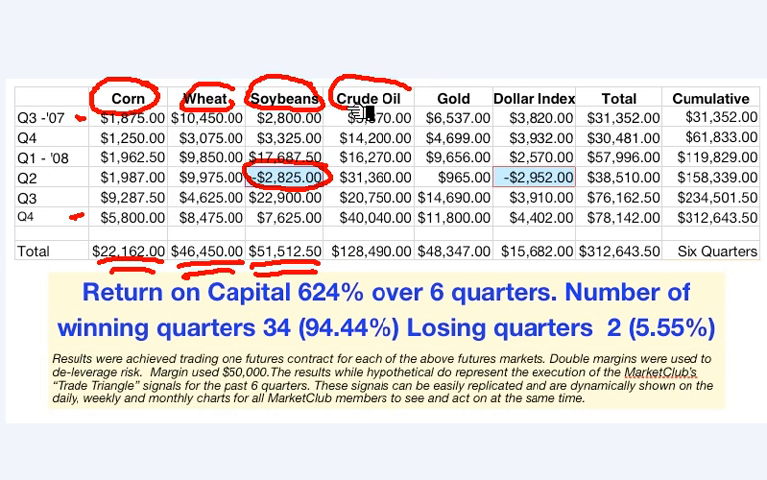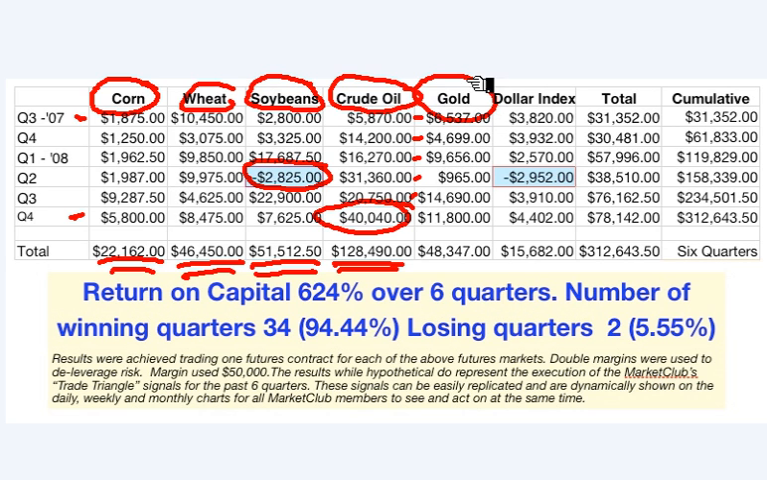Crude oil, what can I say about crude oil? I thought this quarter was good. This quarter I thought we're getting back down to normal, and suddenly we have a monster quarter in Q4, $40,040 on one contract, bringing this total to $128,000. Amazing market, and it's likely to remain amazing for the next several years.